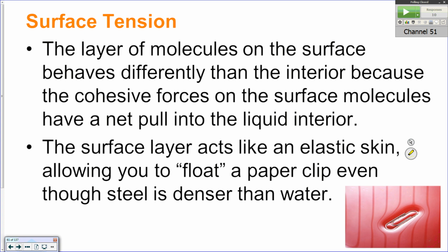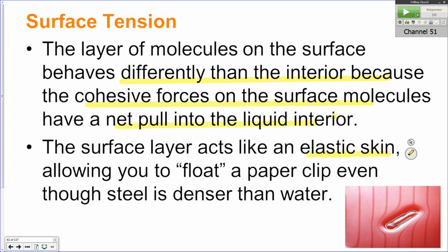What happens is the layer of molecules on the surface have a different behavior than the molecules in the interior. And this creates what's called a cohesive force for the surface molecules that have a net pull towards the interior. So the ones on the surface don't have as many neighbors around them, so the bond strengths between the few neighbors that they have become stronger. It's almost like a glue that holds the molecules together. So it becomes like an elastic skin, is the terminology the author uses.